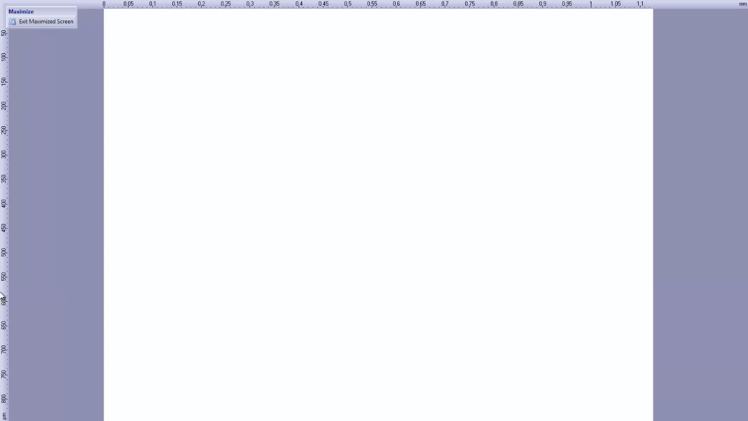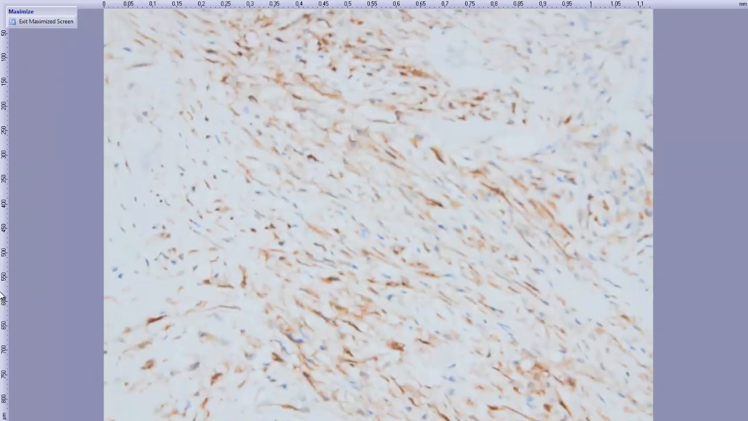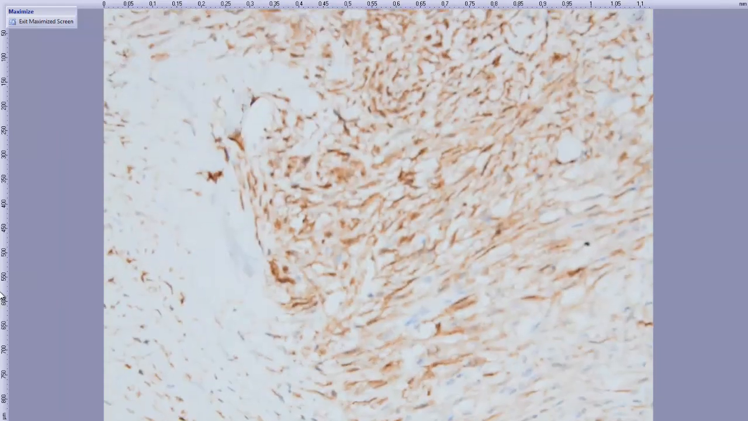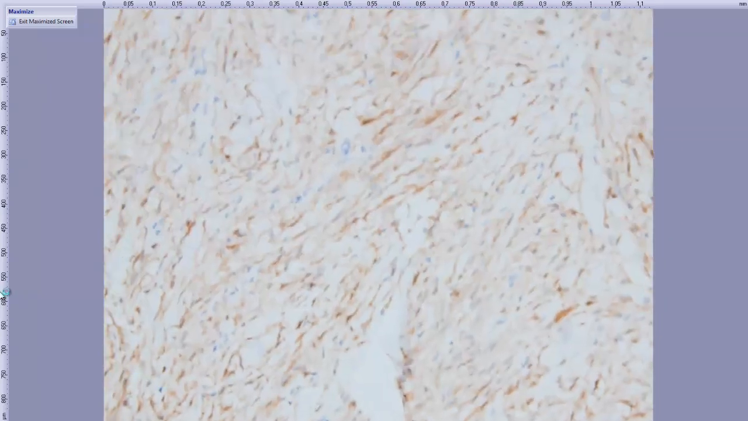And now I'm going to show the calretinin staining here, and these cells are positive for calretinin. Both cytoplasmic and nuclear staining is very diagnostic for mesothelioma in this circumstance.